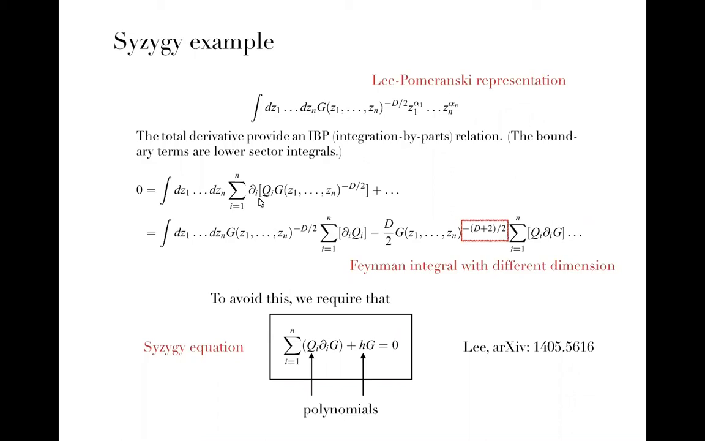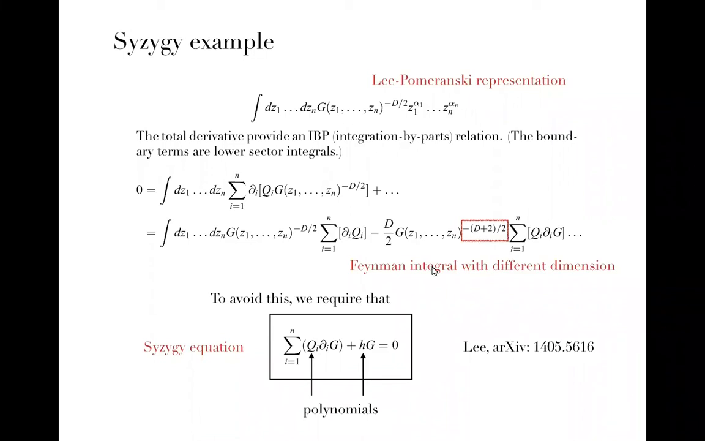If you take this derivative on Q, then this seems quite normal. This one is still a polynomial, and this is a kernel, so this is still a Nip-Wierenski representation. But the second term, if you take the derivative on the G here, then the power is changed. So you get some power like this.